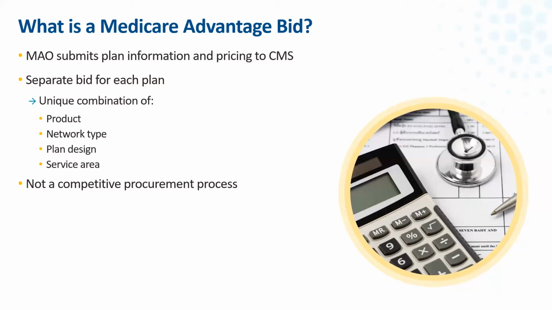Unlike most Medicaid managed care programs, the Medicare program does not use a competitive procurement process. Any plan or sponsoring Medicare Advantage organization that submits a bid and complies with all other CMS requirements can contract with CMS. Medicare Advantage organizations are required to submit a separate bid for each plan. CMS sets certain parameters around what constitutes a different plan or product offering, but ultimately, the Medicare Advantage organization has discretion over the number and types of plans offered, how to divide its service area, and the different benefit packages that may apply to each product.